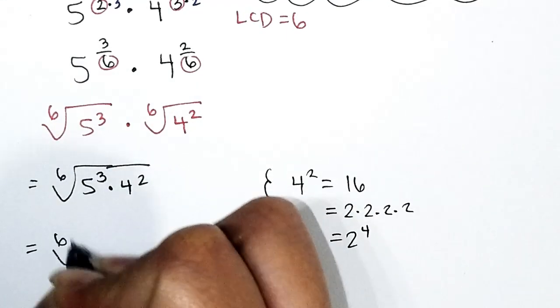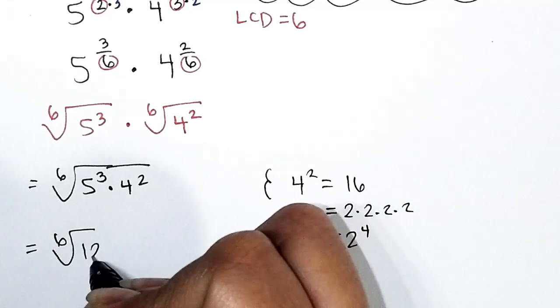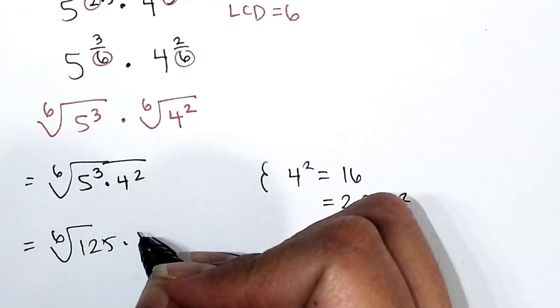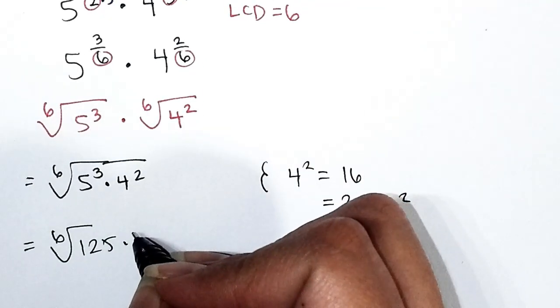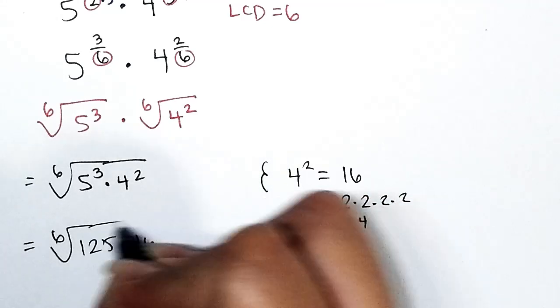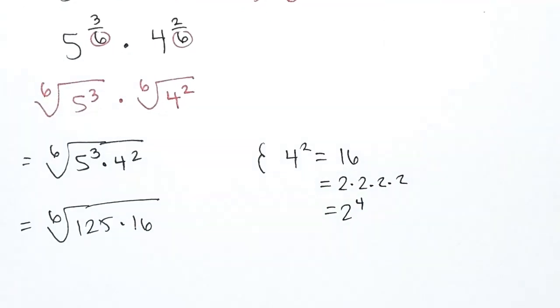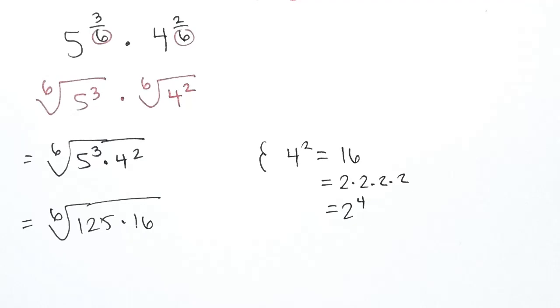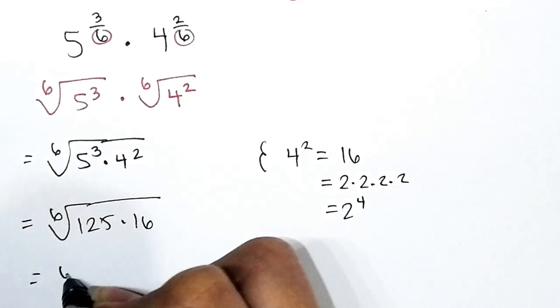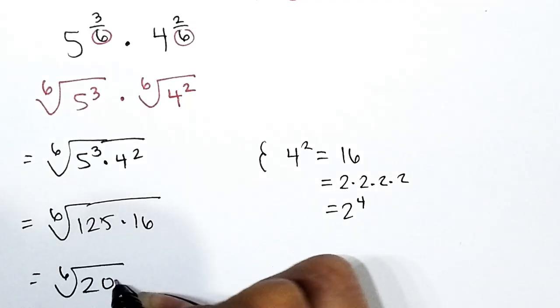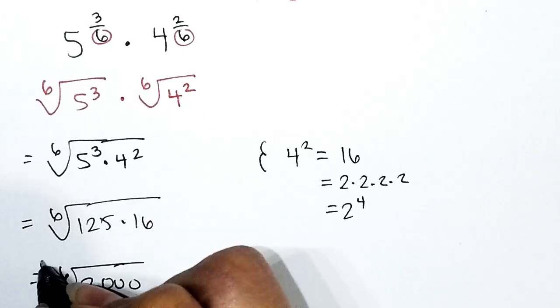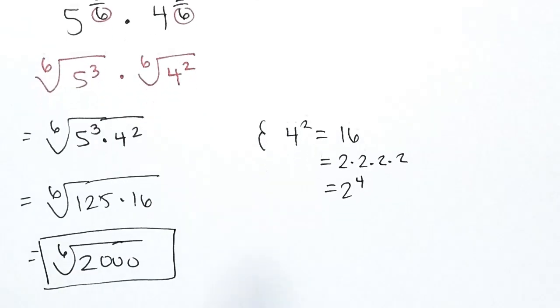Where am I? 5 cubed is 125. 4 squared is 16. Yeah, I'm a little bit nervous. So are you, I know. And when we punch it in, the calculator gives us 2000. So the 6th root of 2000. Now, we know that our answer is simplified.